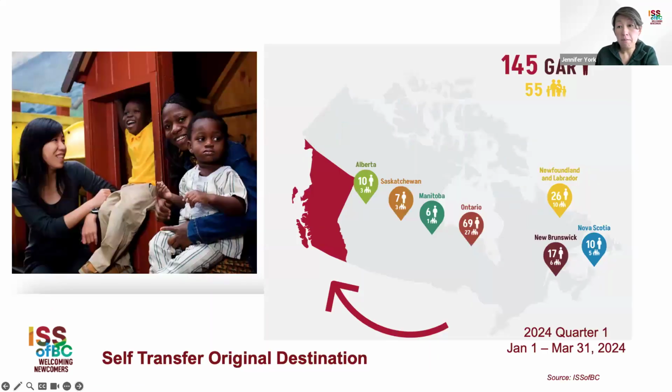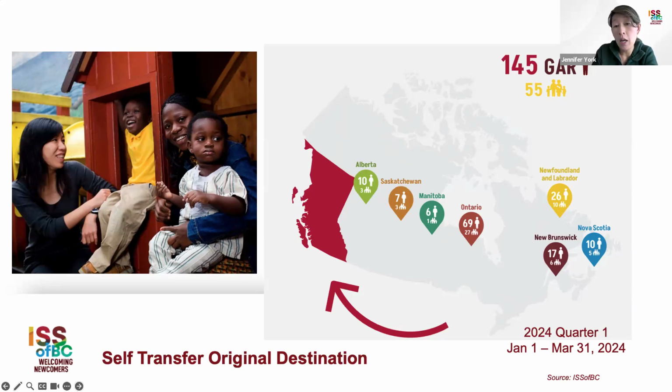Next slide. Again, a very important slide is just looking at self-transfer from the original destination. In one of the slides that I showed you earlier, this is where some of the government-assisted refugees have resettled in British Columbia, in different cities, in different communities. And I mentioned that even though they're destined to those cities, it does not necessarily mean that they're going to be settling there. And here's a great example of something like this.